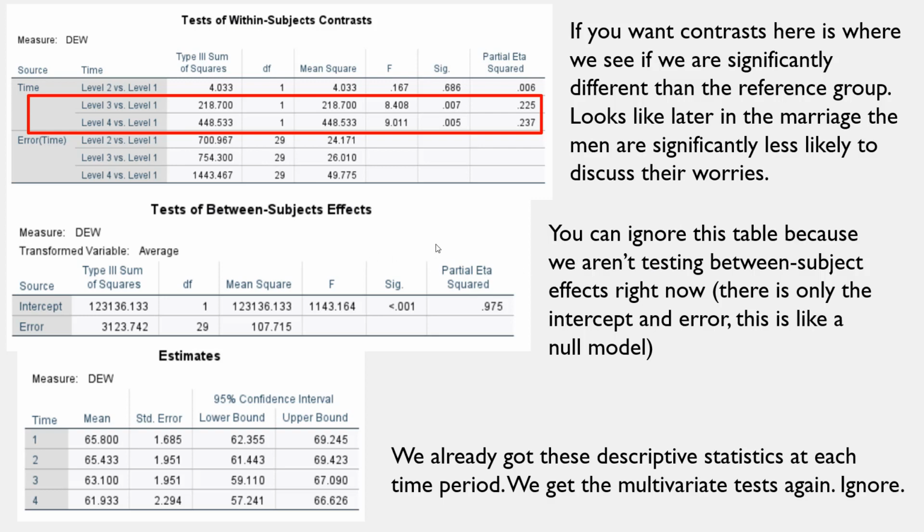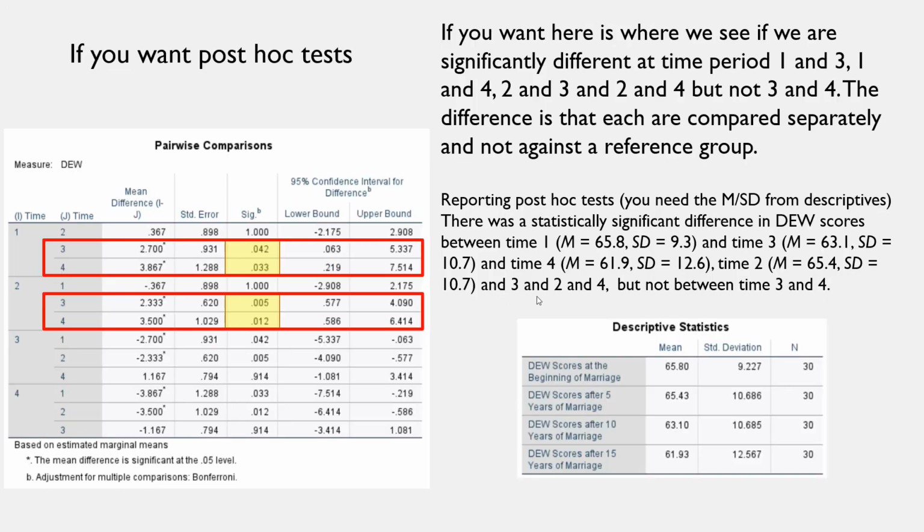This test of between-subjects effects, we don't have between-subjects right now, so this is like a null model because it's just the intercept, we can ignore that. And then we already got these descriptive statistics, so we can just move on. Now, if you want the post hoc, we see we have 1 is different than 3, 1 is different than 4, which we already saw with the contrast, but now we can say 2 is different than 3, and 2 is different than 4. But 3 is not different than 4, right?